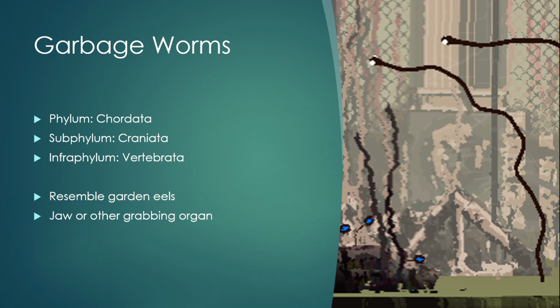Next up are Garbageworms in phylum Chordata, subphylum Craniata, and infraphylum Vertebrata. Now I'm using the subphylum Craniata infraphylum Vertebrata system because it provides for better placement of hagfish, and it's what I learned in my General Biology 2 class. They resemble garden eels, and they seem to have a jaw or other grabbing organ, which is a characteristic more akin to vertebrates than invertebrate chordates, as invertebrate chordates are functionally all jawless.